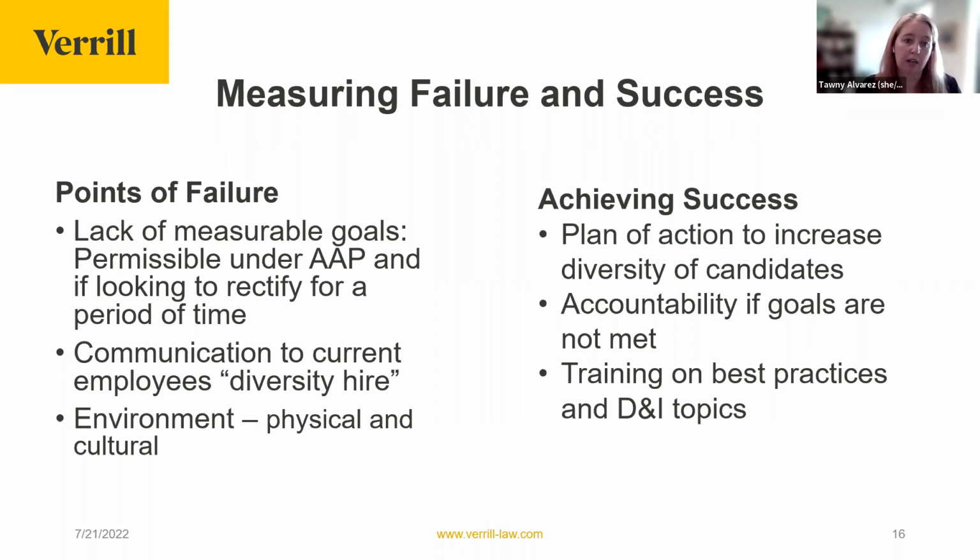Here are ways in which you can be more likely to achieve success: a plan of action to increase diversity of candidates. Manager training definitely should be part of it. I mean, if you're going to get diverse candidates without appropriate manager training, you're not going to be able to keep diverse candidates. Accountability is a big issue here. Are you holding the correct people accountable when they don't meet the goals that have been set forth? And then training on best practices in diversity, equity, and inclusion topics.